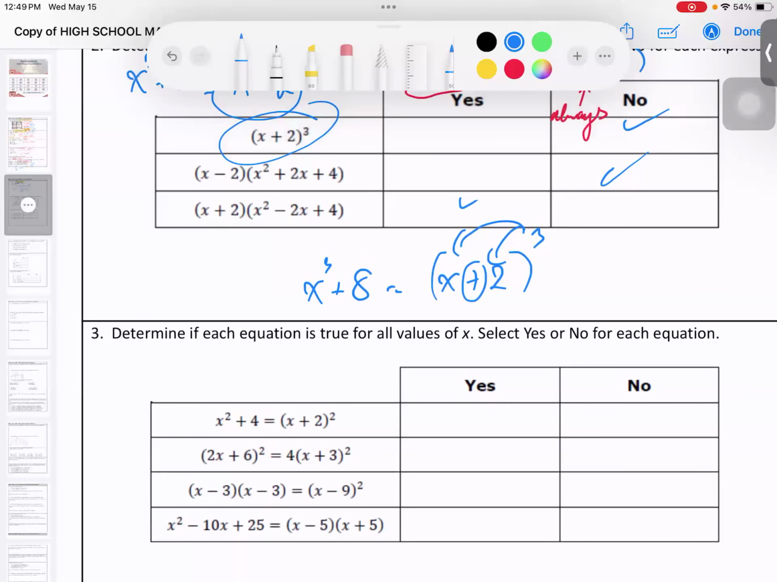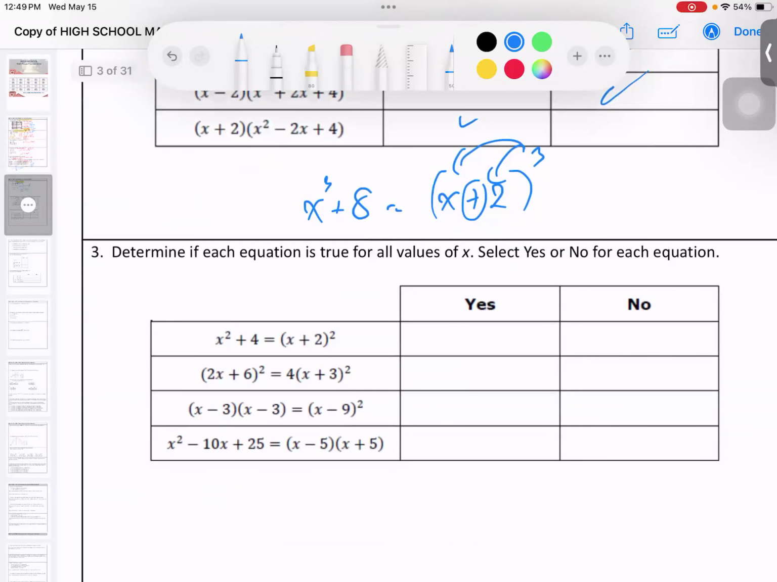You see the way they're asking is different from what we're doing. That's why we need to talk about this, because I think you all know how to do this one. It's just the way they're asking is a little bit confusing. Again, this is good for those who just came: determine if each equation is true for all values of x. What do they mean?